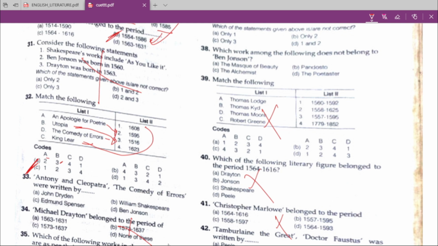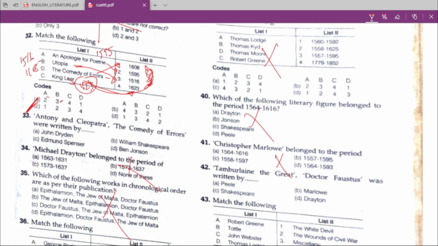So that is 1623. King Lear in 1623, whereas Utopia 1516, Comedy of Errors in 1608, and Apology for Poetry 1595. So An Apology for Poetry was published in 1595, whereas Utopia was published in 1516. Comedy of Errors was published in 1608, whereas King Lear in the first quarto in 1623. Okay. Next question.